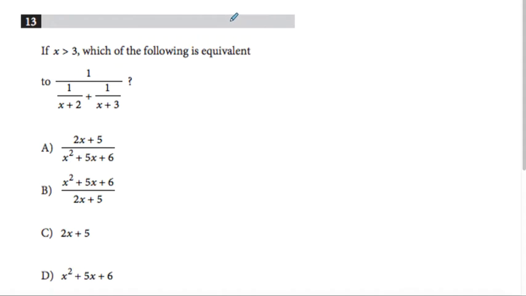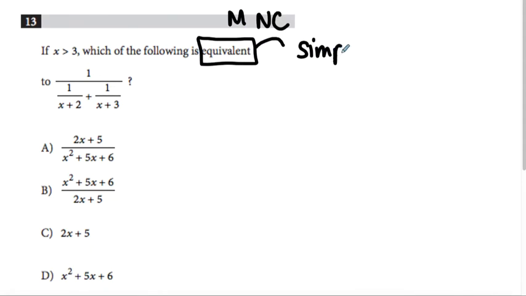Practice Test 1, Math Non-Calculator. All right, so it says if x is greater than 3, which of the following is equivalent? So hopefully you've watched my videos on equivalence. Equivalence just means looks the same is the same, but looks a little different. So basically, if you see equivalent, you want to find a way to simplify the expression.